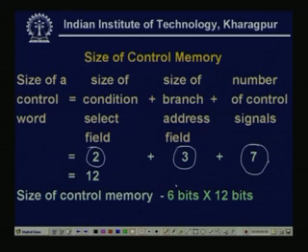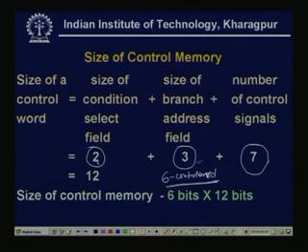As there are 6 control words, for 6 memory addresses a control memory address is necessary, and for that we need 3 bits.